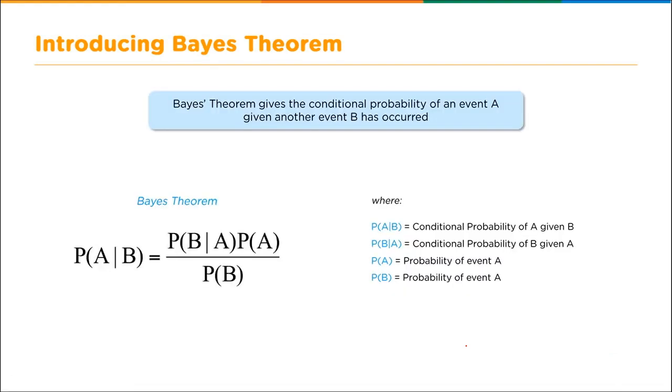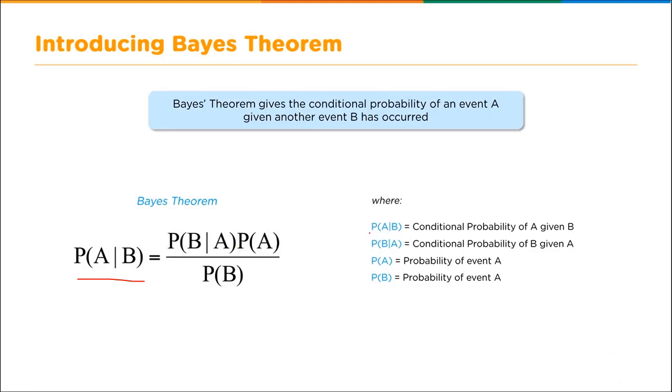Now, based on the previous explanation, we will come to a conclusion about what the Bayes theorem is. Bayes theorem gives the conditional probability of an event A given another event B which has already occurred. This is the formula I am going to explain: the probability of A given B is equal to the probability of B given A multiplied by the probability of A, upon the probability of B.